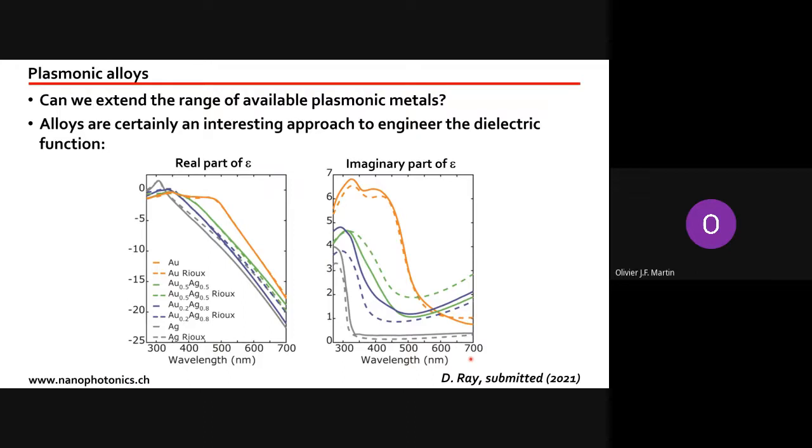And the idea is that if we can mix gold and silver in alloys, we will be able to have a material with a dielectric function that will lie between the dielectric function of silver in gray and the dielectric function of gold. And you see that indeed, and these are measurements, the dashed lines are from a model by Ryu, but the solid lines are measurements, and it seems you can fabricate plasmonic alloys that will have different stoichiometry and different dielectric functions.